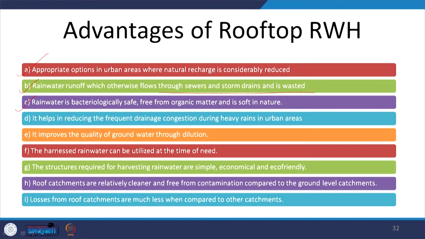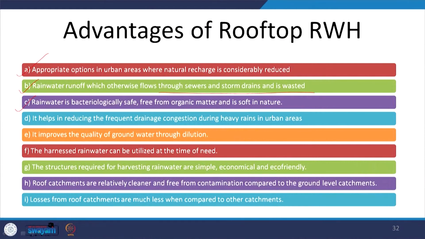Next, rainwater is the cleanest, purest form of water. It is not contaminated, it is safe and it is free from any other organic matter which may otherwise be available in nature. So, it requires a very small amount of filtration for it to be fit for human use. The next is it reduces the drainage congestion during the heavy rains. When we are reducing the runoff into the stormwater drains, it will reduce the congestion in the drains. Next, it improves the quality of groundwater through dilution.